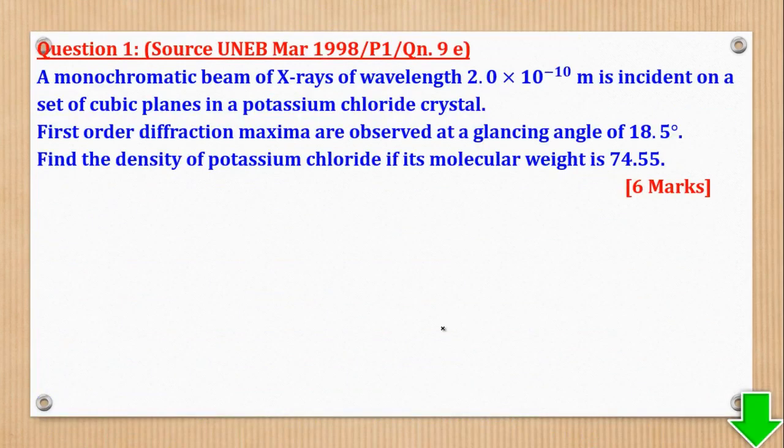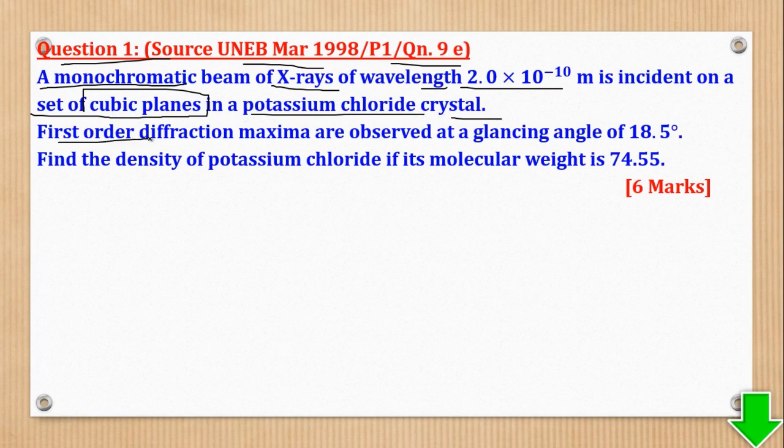So with that, we shall go through a number of questions for you to grasp the concept. So question 1 came from UNEB of March 1998, paper 1, question 9E, and it says, a monochromatic beam of X-rays of wavelength this is incident on a set of cubic planes in a potassium chloride crystal. First order diffraction maxima is observed at a glancing angle of 18.5 degrees. Find the density of potassium chloride if its molecular weight is 74.55 grams.